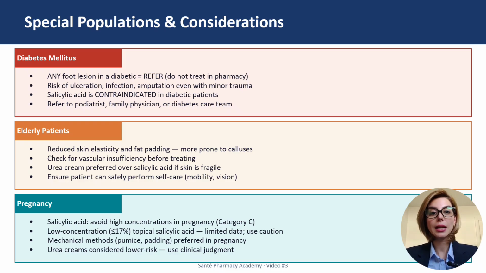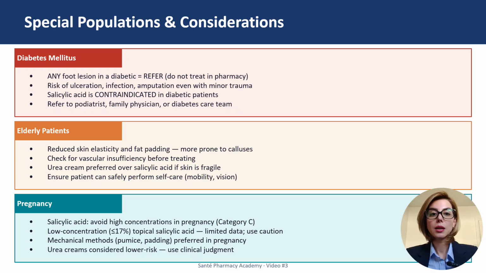Second group is elderly patients. Older adults are more prone to calluses because their fat padding thins over time. Before treating, check for vascular insufficiency. If the skin is fragile, urea cream is preferred over salicylic acid. Also consider whether the patient can safely perform self-care: can they see their feet clearly, can they reach them safely.